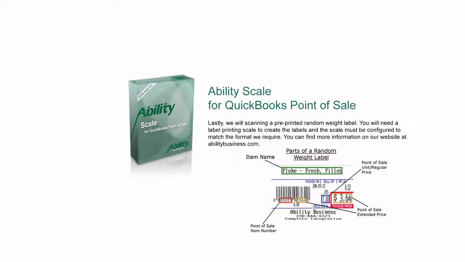Lastly, we will be scanning a pre-printed random weight label. You will need a label printing scale to create the labels, and the scale must be configured to match the format we require. You can find more information on our website at abilitybusiness.com.